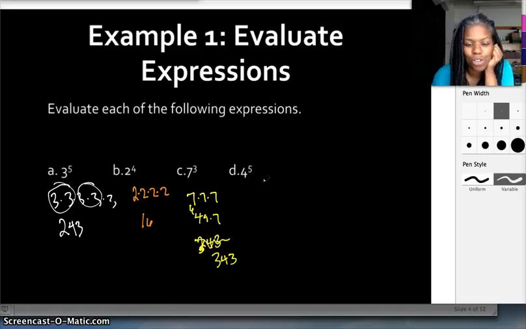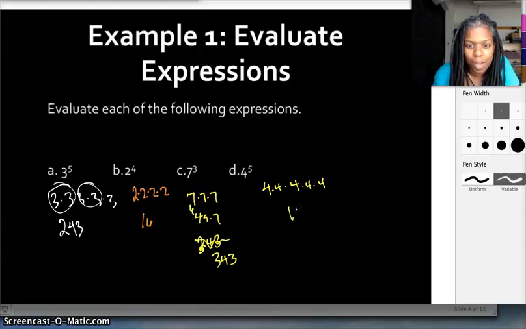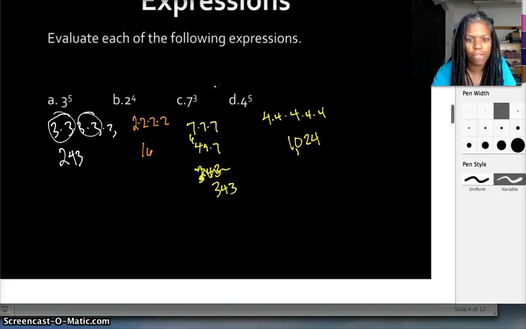And our final one is going to be 4 to the 5th power. I think you guys have gotten hold of how we're going to do it. We're going to multiply 4 times itself 5 times, and I think that's 1,024. I know you guys will let me know if I've made a mistake. All right. Any questions about this? Let me know. But that was pretty straightforward evaluation.